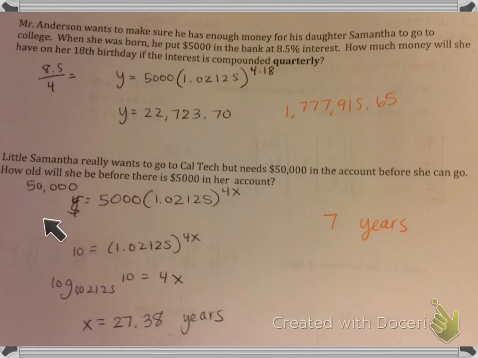So you're going to divide both sides by 5,000. That's how I got this 10. Then you're going to take this equation and put it into logarithmic form, which is right here. And then you divide log of 10 by log of 1.02125, and then go ahead and divide that number by 4. So you're going to do this part and then take that number, divide by 4. And that'll give you x is 27.38 years.